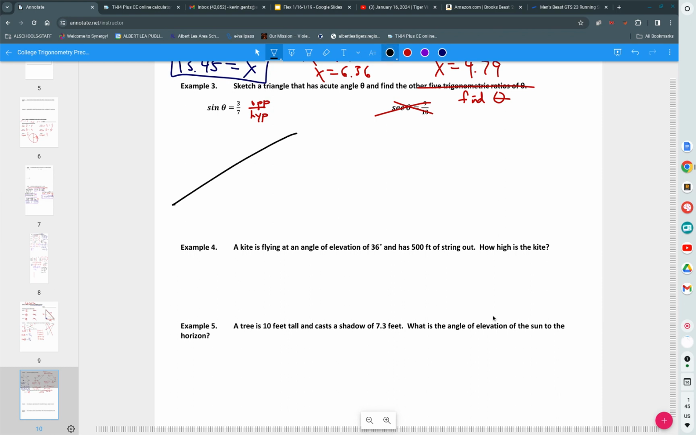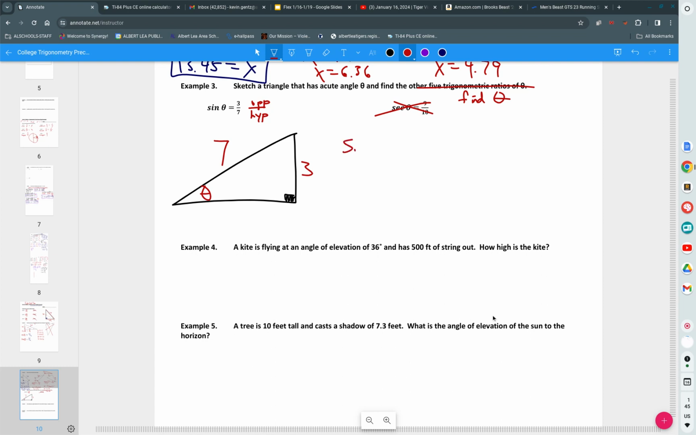So I'm going to draw a triangle that has a right angle. Again, everything today has a right angle in it. And I'm going to put theta right there. Okay. And so opposite is 3, hypotenuse is 7. So suppose you were given that triangle where the opposite side was 3 and the hypotenuse was 7, and we said we want you to find the angle.